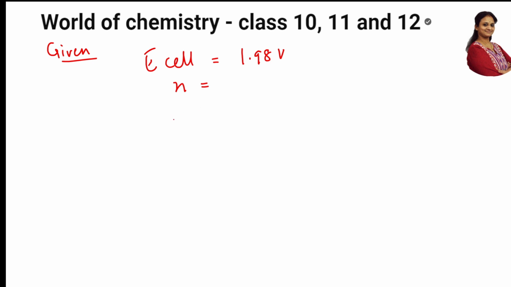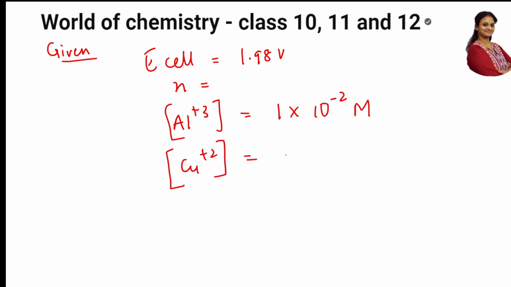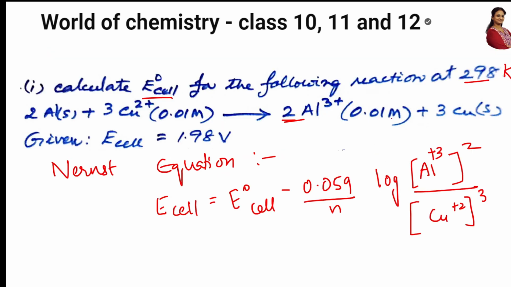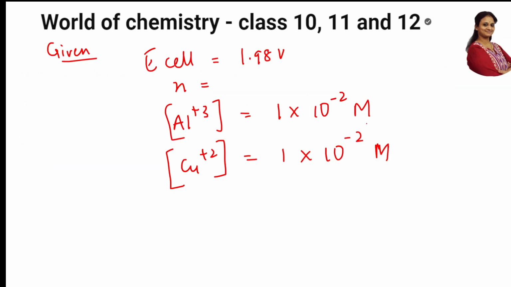How much is the concentration of aluminium given to me? Aluminium plus 3 given to me is 1 into 10 raised to the power of minus 2 molar. How much is the concentration of copper given to me? Copper plus 2 given to me is 1 into 10 raised to the power of minus 2 molar. Both are the same. So I have to calculate what, students?